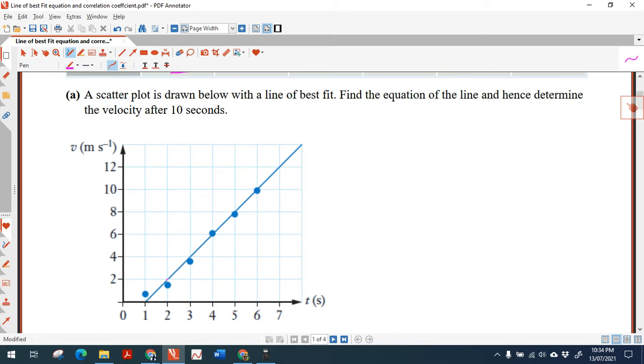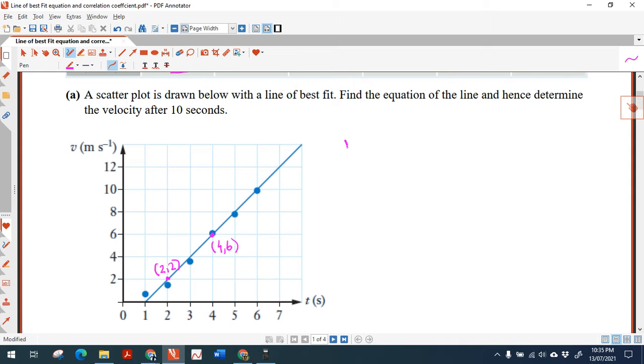So let's have a look at this one. It looks like it goes through here at 2, 2. So 2, comma 2 looks like one of the points, and this point here looks pretty good. It looks like it goes through this one as well. Let's use 4, comma 6. So we've got to stick to points that actually lie on the line. So I wouldn't be using this one or this one because it doesn't lie on the line. So 2, 2 and 4, 6.